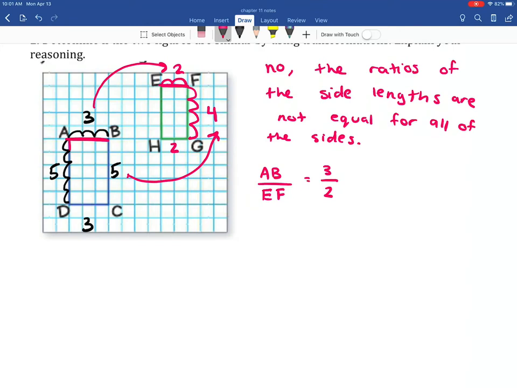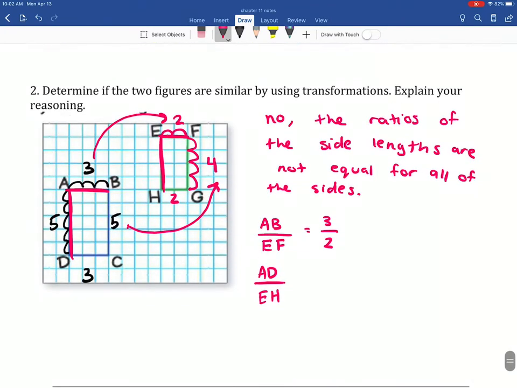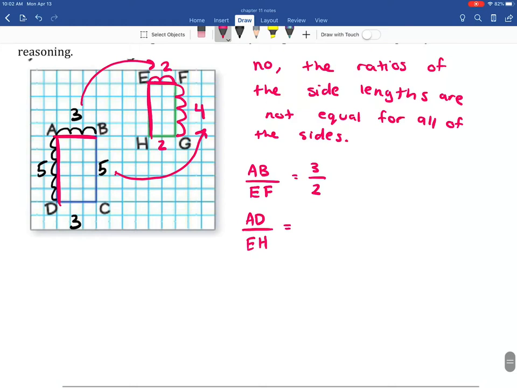If I look at AD, AD corresponds with EH. So again, in the previous example, we were looking for what multiplies. This one we're working backwards to see what divides. Well, 3/2 is not equal to 5/4. Therefore, even though I could translate, I could move it up and to the right from blue to green or down and to the left from green to blue, I can do that translation, but there is no dilation because remember we have to multiply both sets of sides by the same exact thing.